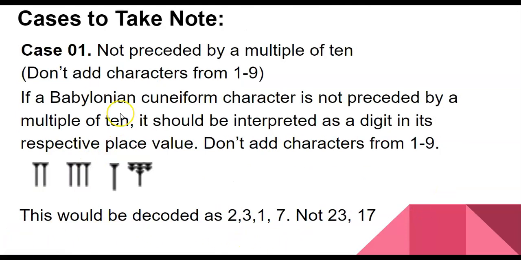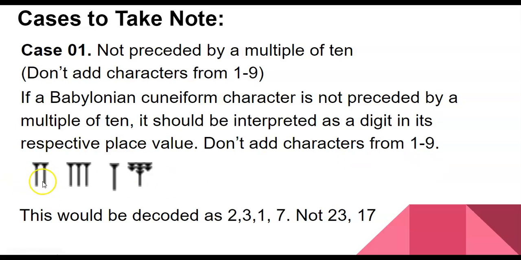Here are some cases to take note of. So, case number 1, not preceded by a multiple of 10. Alright, so again, do not add characters from 1 to 9. So, if a Babylonian cuneiform character is not preceded by a multiple of 10, it should be interpreted as a digit in its respective place value. Don't add characters from 1 to 9.